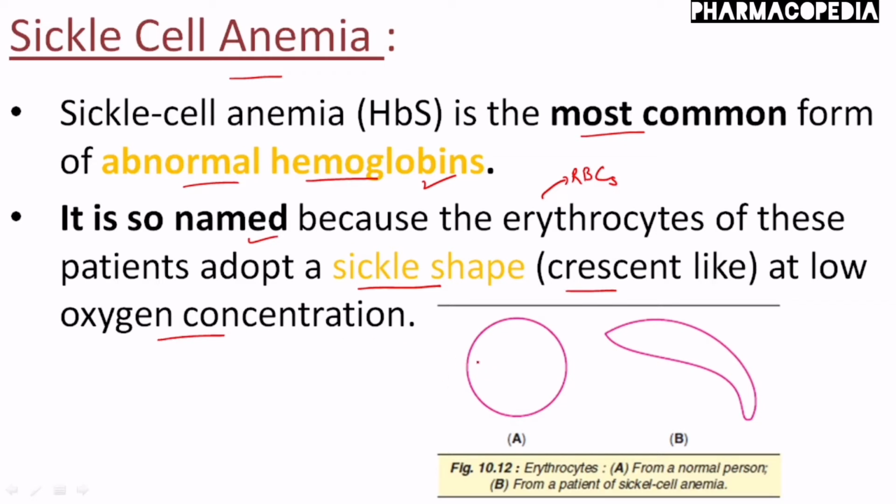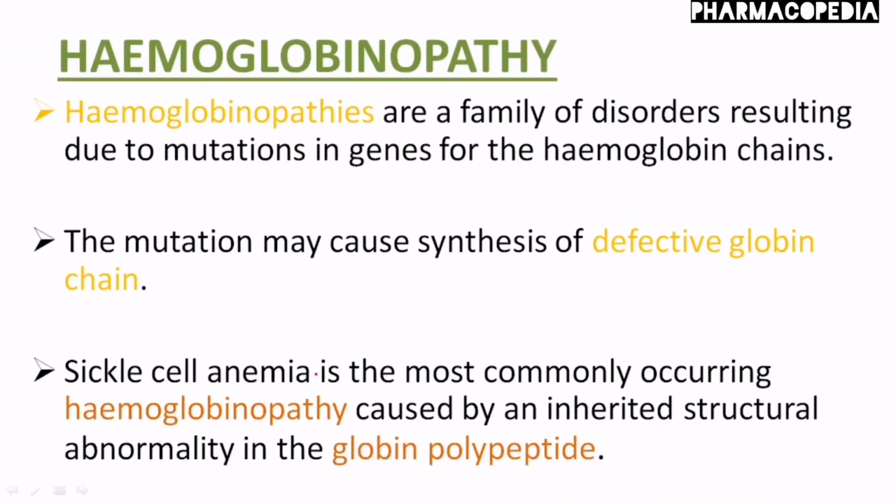As you can see here, this is the erythrocyte of a normal person, and when the person has sickle cell anemia, their erythrocyte resembles a sickle shape. It resembles a sickle shape at low oxygen concentration, and therefore it is named sickle cell anemia. Okay, when I talk about hemoglobinopathy, hemoglobinopathy is nothing but a family of disorders that results due to mutation in the genes for the hemoglobin chains.